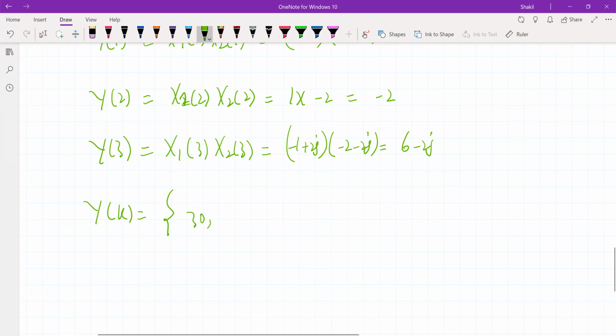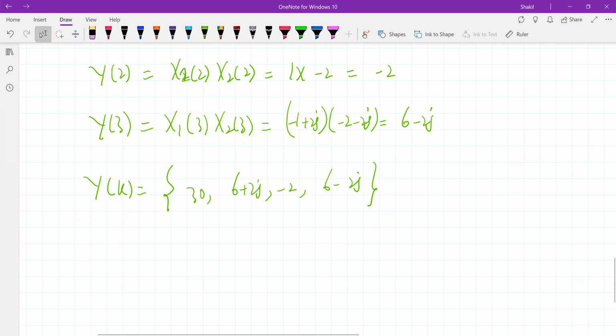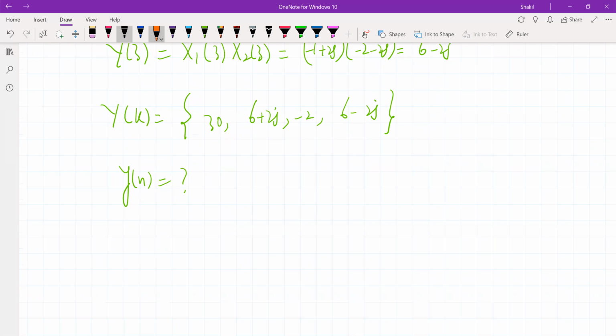30, 6 plus 2j, minus 2, 6 minus 2j, right? So this is our Y of k, but we need y of n. That's our goal, to compute y of n. Now, how do we do this?